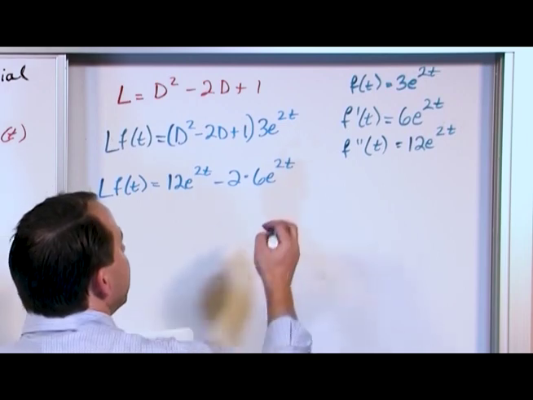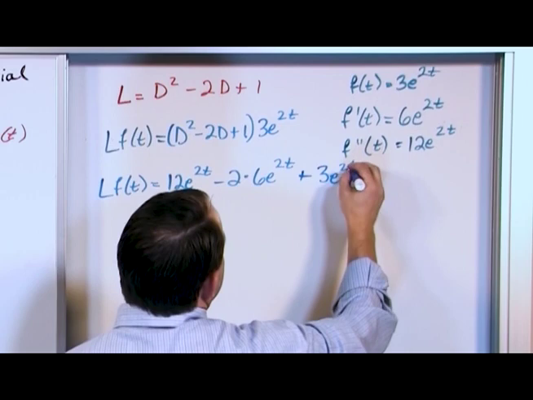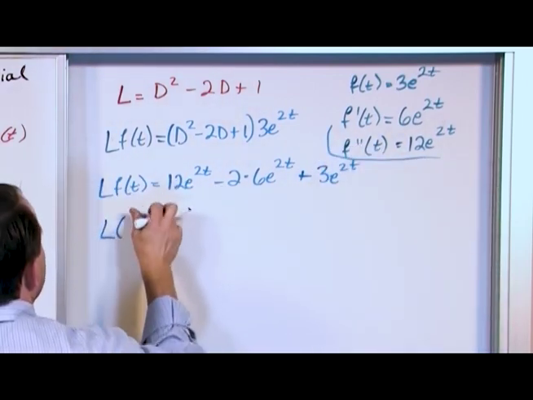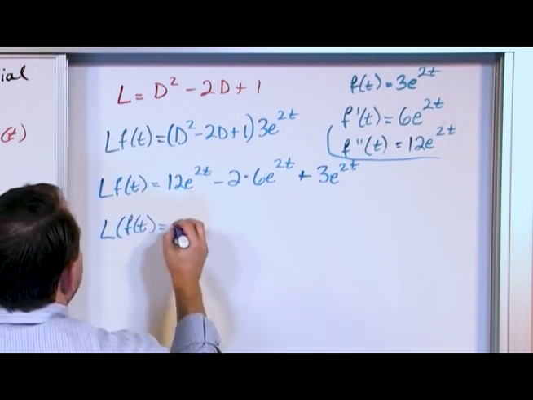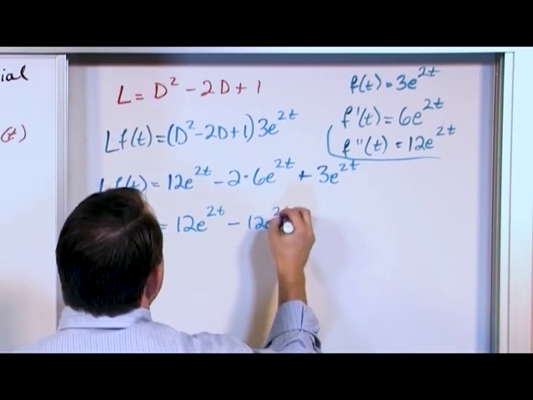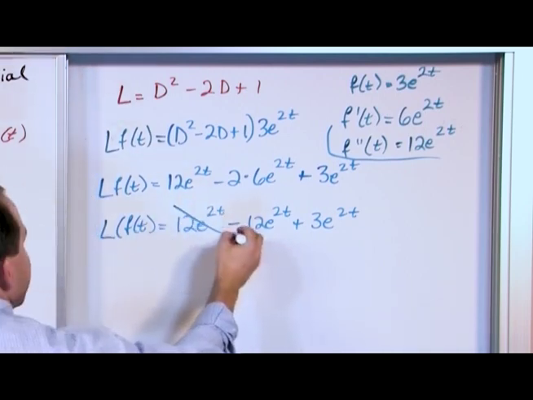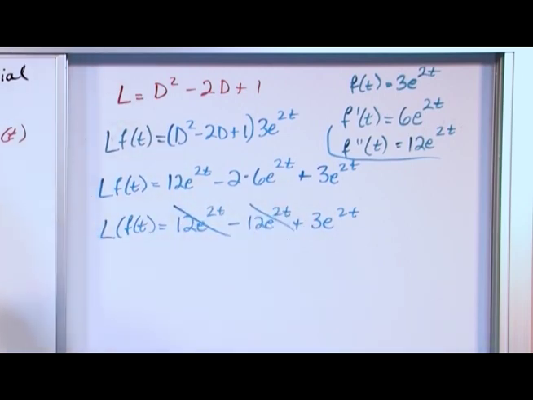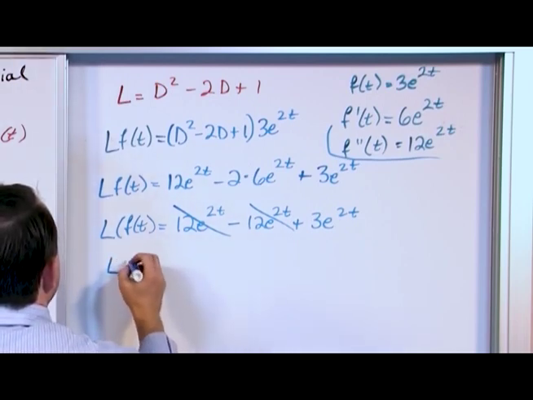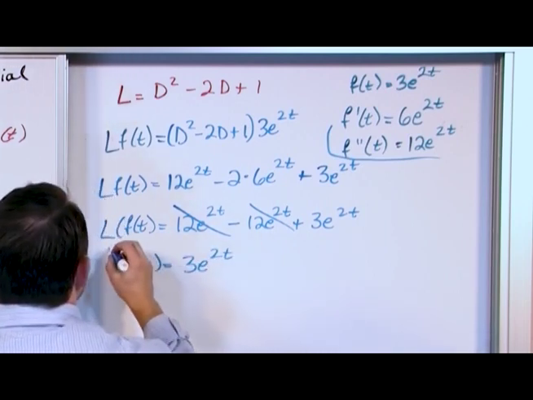So I'm going to do that here in just a minute. And then plus this, just this one, which is going to be 3e to the 2t. Draw a little divider here. So at the end of the day, I'm going to have 12e to the 2t minus 12e to the 2t plus 3e to the 2t. These guys are going to cancel because it's negative and positive. And so at the end of the day, I will have 3e to the 2t, which is the final answer.